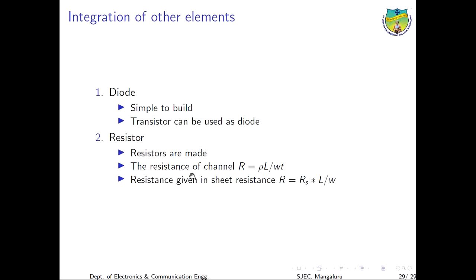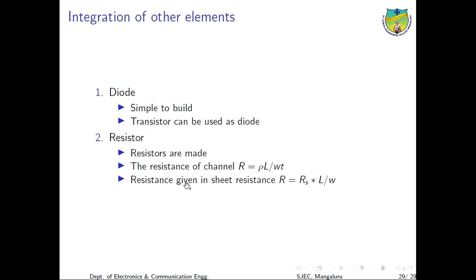So the resistance of the channel R is given as rho L divided by W t, where rho is the resistivity of the diffused region. This rho value will be given. L is the length of the channel, W is the width of the channel, and t is the thickness of the layer. To reduce the amount of space used for resistance, it is necessary to obtain surface layers having large sheet resistance. Sheet resistance is nothing but the measure of resistance per square. The resistance is given as R equals Rs into W by L, where Rs is the sheet resistance.